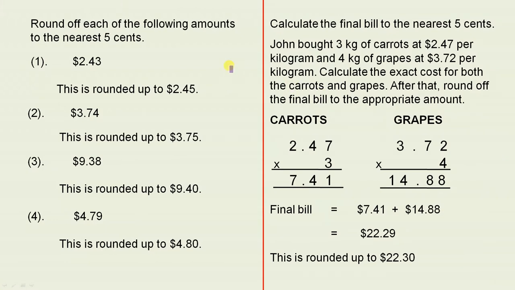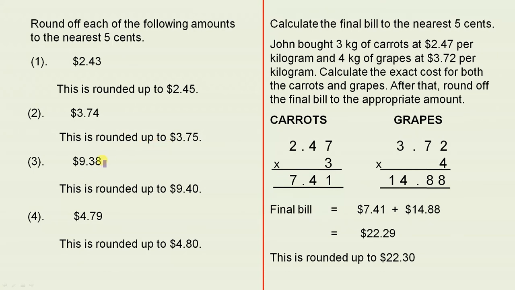Round off each of the following amounts to the nearest 5 cents. $2.43, because you have a 3, you round up, so this is rounded up to $2.45. $3.74, because you have a 4, you round up, this is rounded up to $3.75.